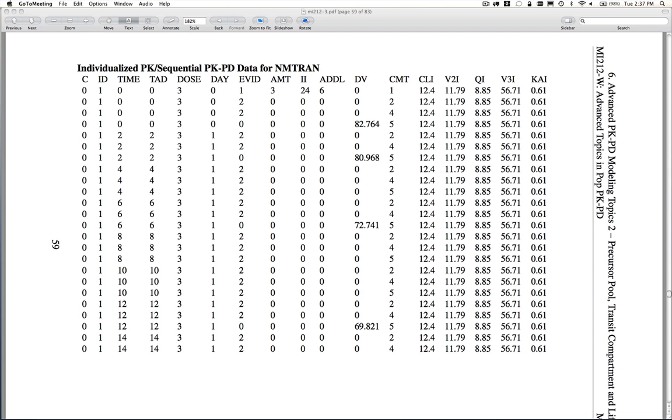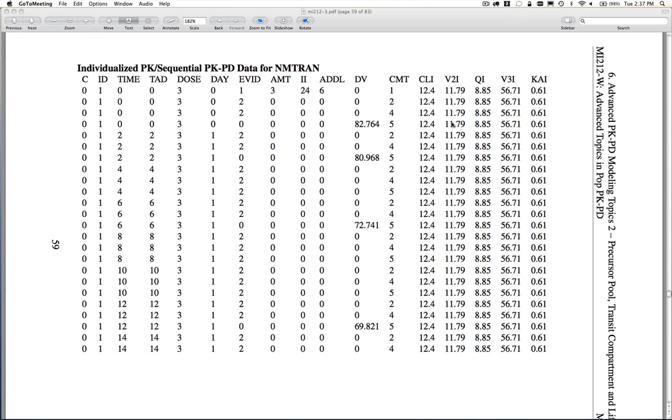I do have a few more questions here that have come in. Let me make sure I've got those. This is, again, reviewing the control stream and the data file are obviously important to being able to actually run one of these models and to develop a model on your own. So I want to make sure we spend appropriate time here.